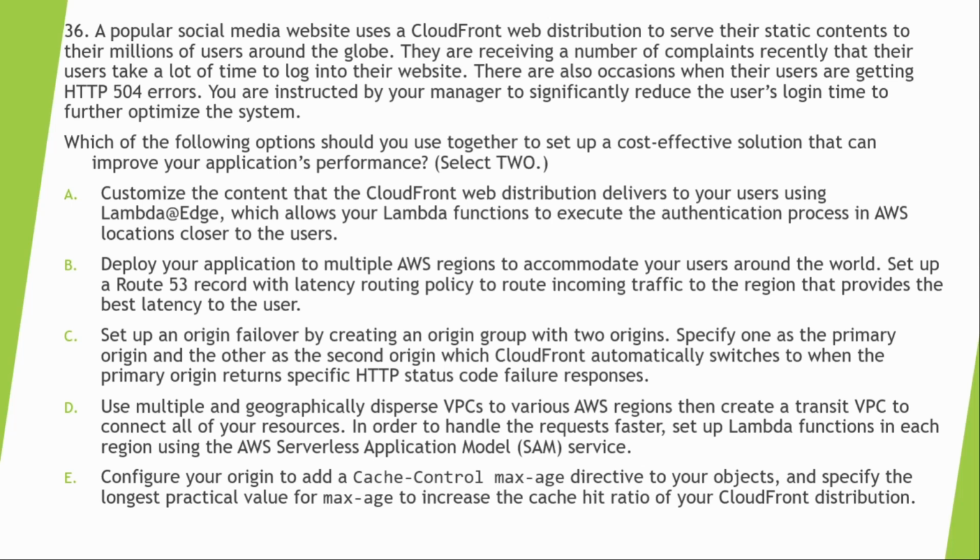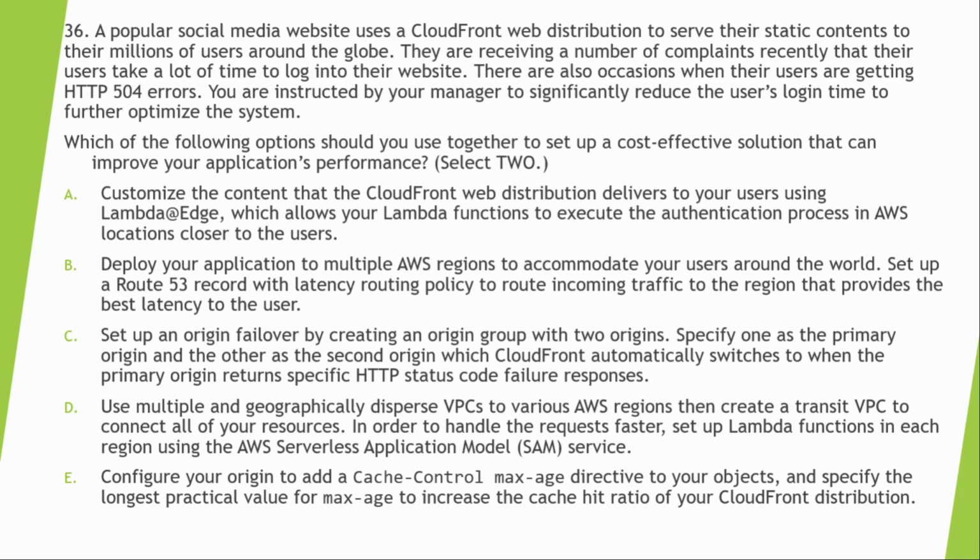Deploy your application to multiple AWS regions to accommodate your users around the world. Set up a Route 53 record with a latency routing policy to route incoming traffic to the region that provides the best latency to the user. Now this is why this is incorrect. It will solve the performance issue, but it will also give you a cost. You have to deploy your application to multiple AWS regions, and remember, whenever you're being asked for cost effective, if the other option is correct, check out which is the more cost-effective option. Every company wants to save cost, right?